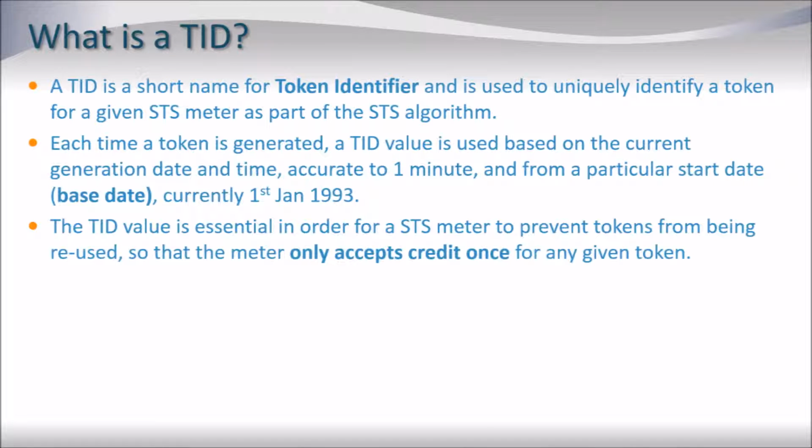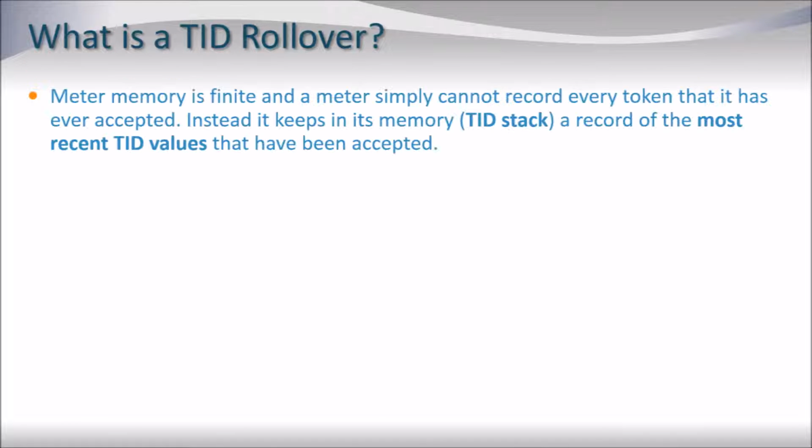The TID value is essential in order for an STS meter to prevent tokens from being reused, so that the meter only accepts credit once from any given token. What is a TID rollover? Well, meter memory is finite, and a meter simply can't record every token that it has ever accepted. Instead, it keeps in its memory what we call a TID stack, a record of the most recent TID values that have been accepted. In other words, it keeps a record of the most recent tokens.